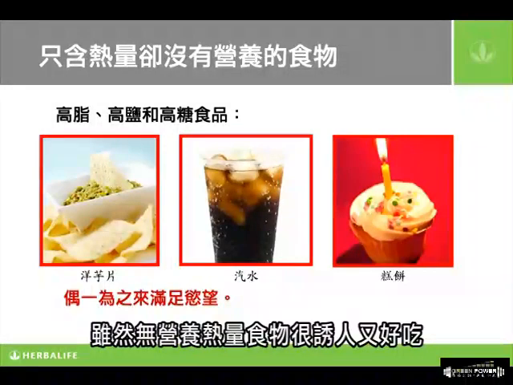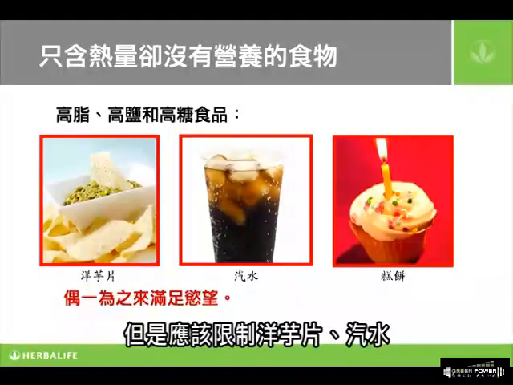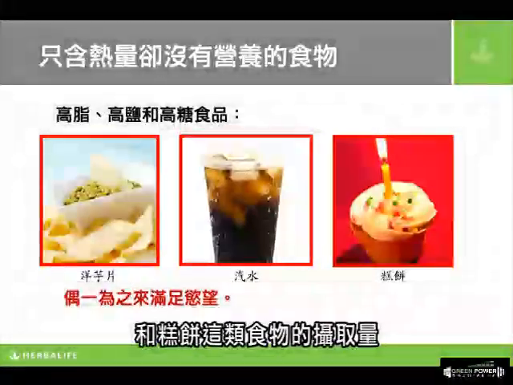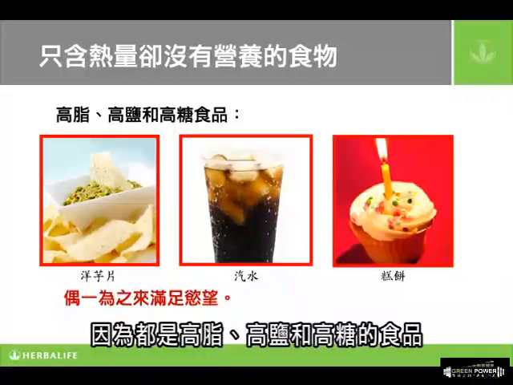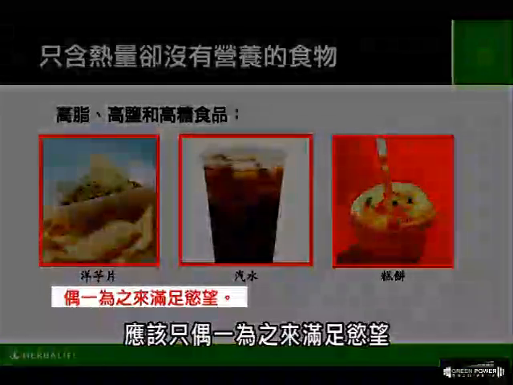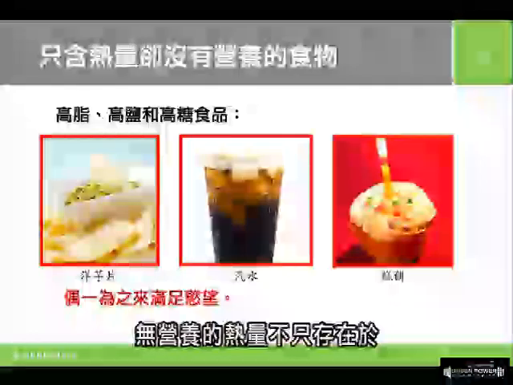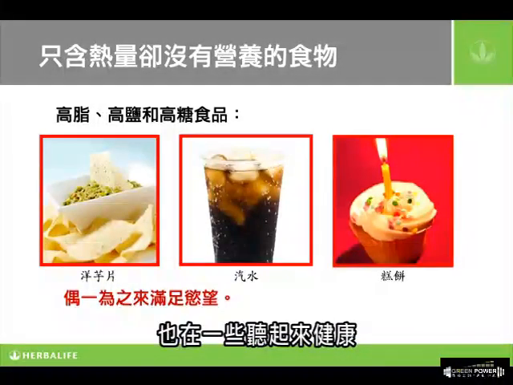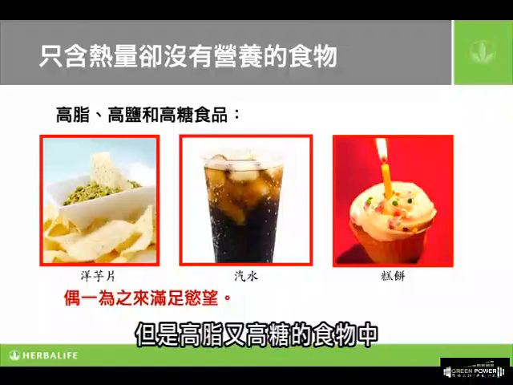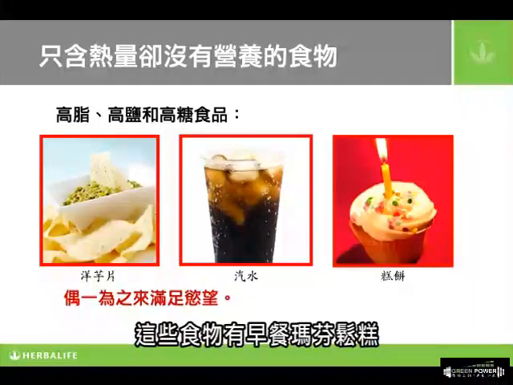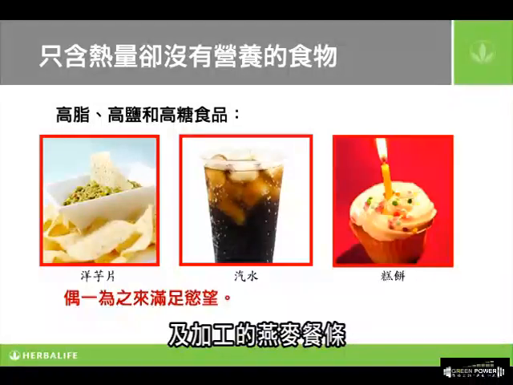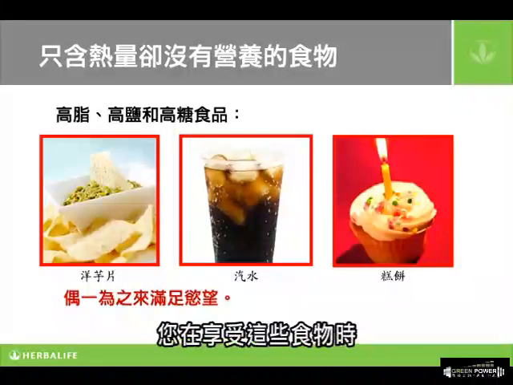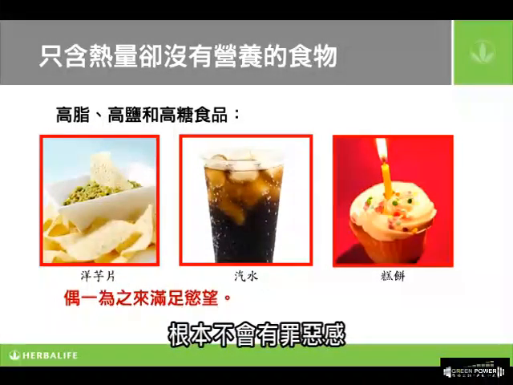Although tempting and tasty, you should limit your consumption of empty calorie foods, such as chips, soda, and pastries, because they are full of fat, salt, and sugar, and they should be enjoyed only as occasional treats. Empty calories are not just in the soft drinks and burgers that are willingly consumed, but can be found in foods that sound healthy but are high in fat and sugar. They include the breakfast muffins and processed granola bars that look healthy but are mostly empty calories. Sometimes you don't even feel guilty eating them.